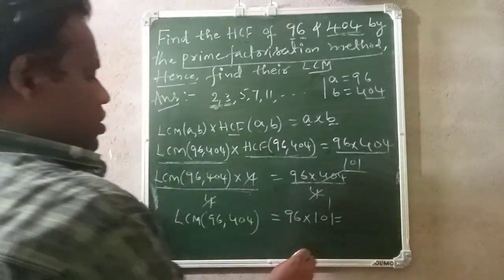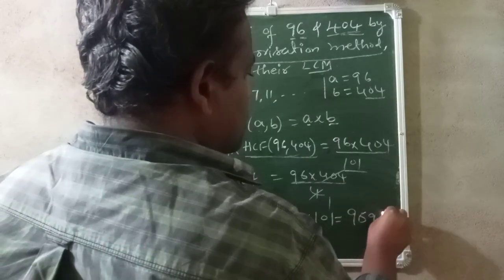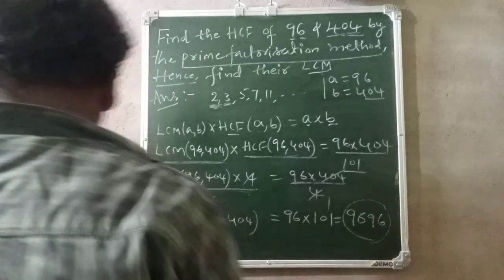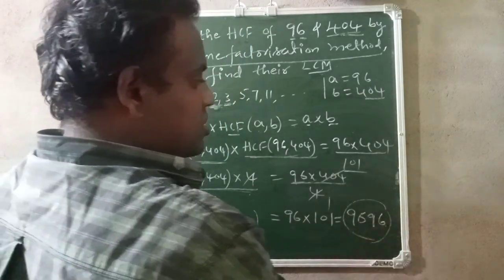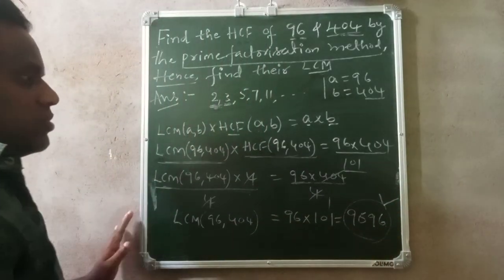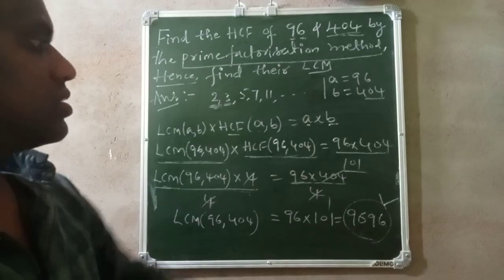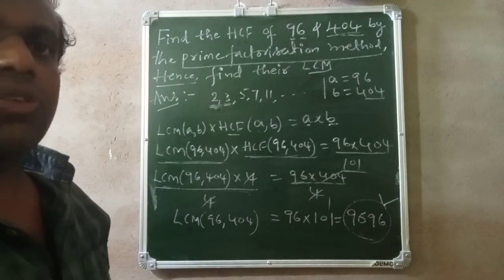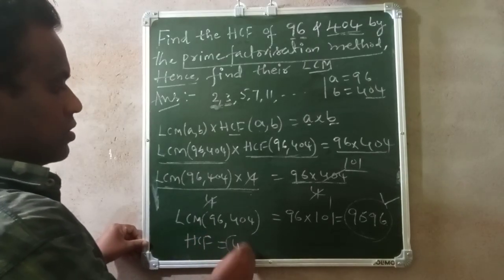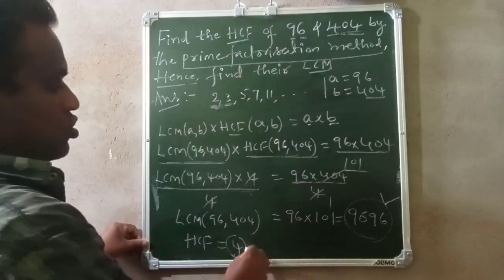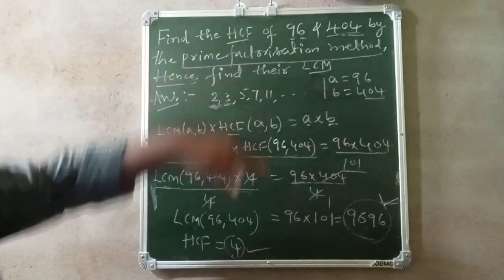Okay, so if you multiply this 96 and 101, you will get 9696. So this is the answer. So LCM of 96, 404 is this. HCF we got 4, right? So find the HCF: HCF is 4, LCM is 9696. So this and this are the answers for this question.